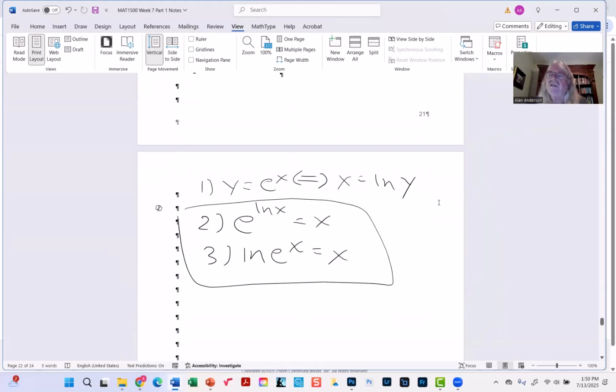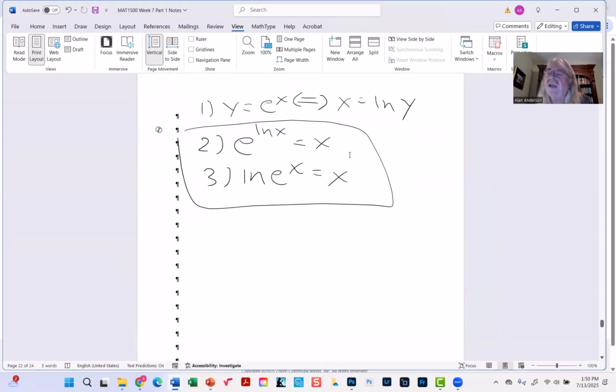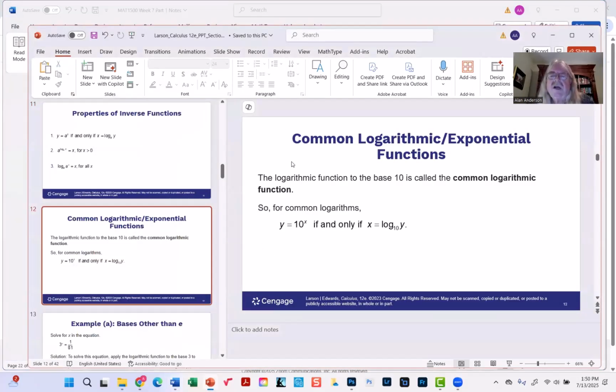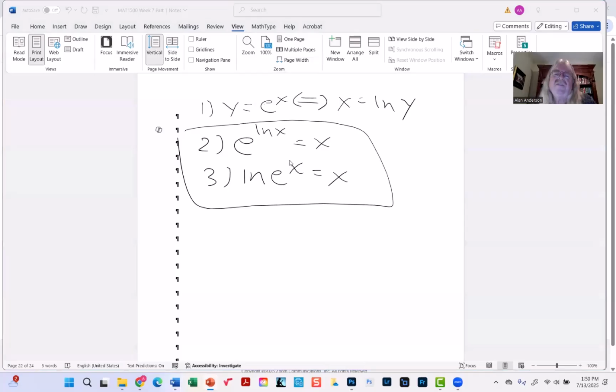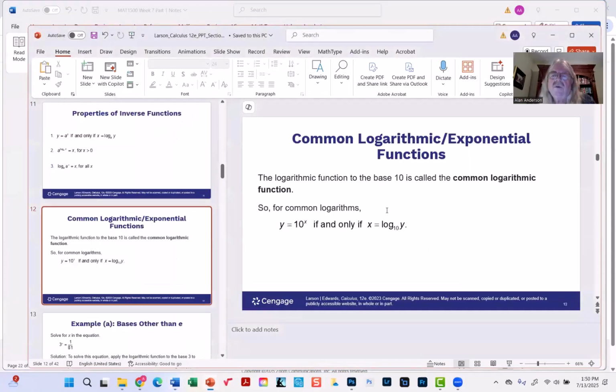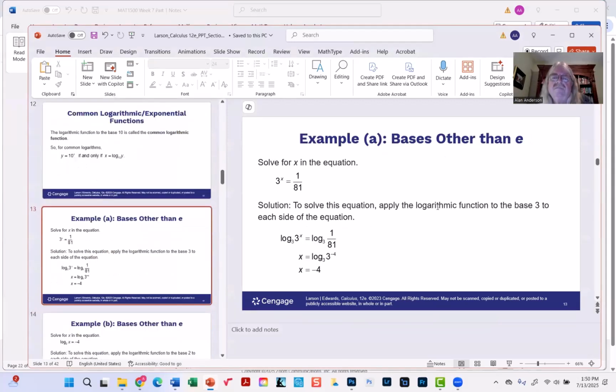Again, this is useful in simplifying equations that we're trying to solve for, or even better yet, in simplifying integrals. That's often the reason why we're doing this. Let's see, for common logs. In other words, they're saying if a happened to be 10, which makes a common log, then y equals 10 to the x implies that x equals log base 10 of y. Okay, we're not going to see that nearly as often as the natural logs.